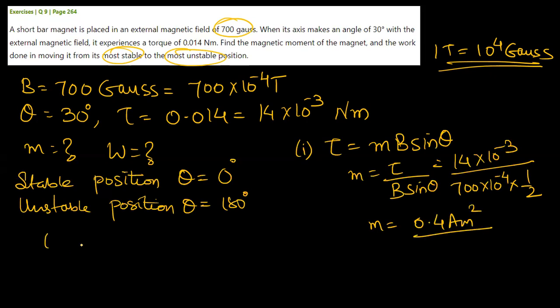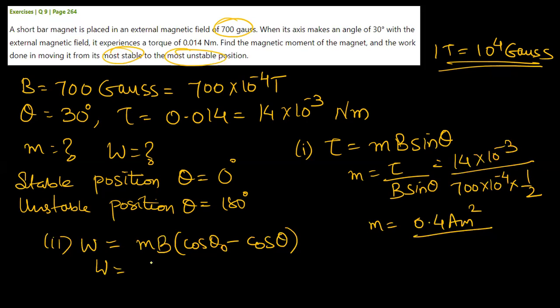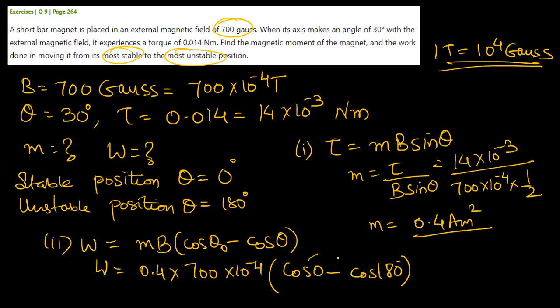Second case, the work done will be equal to MB cos theta 0 minus cos theta, the formula which we had used earlier. So W will be equal to M, which is 0.4, into 700 into 10 to the power minus 4 into cos 0 minus cos 180. Cos 0 value is 1, cos 180 is minus 1. So 1 minus minus 1 will be 2. So 2 into 0.4 into 700 into 10 to the power minus 4. When you solve this, you get 0.056 joule. That's the answer.